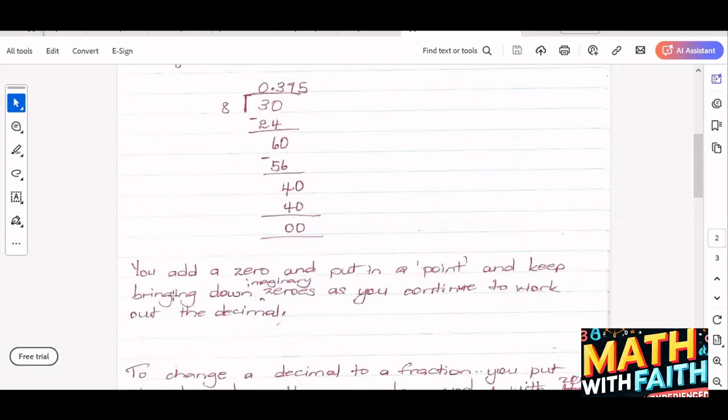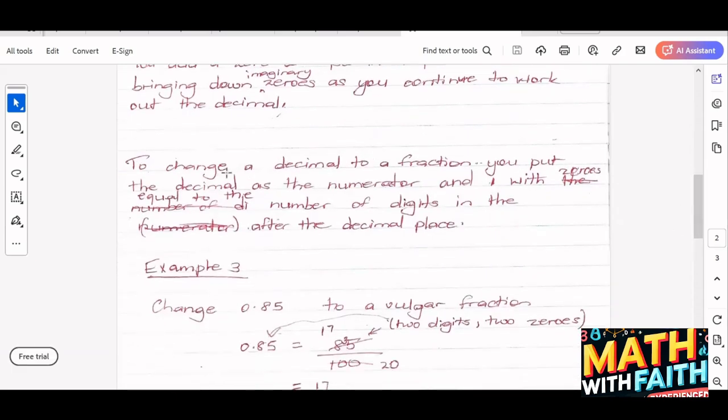So points to note: you add a 0 and put in a point and keep bringing down imaginary zeros as you continue to work out the decimal. So remember, we have to keep bringing down. So we keep bringing down imaginary zeros as we add zeros.